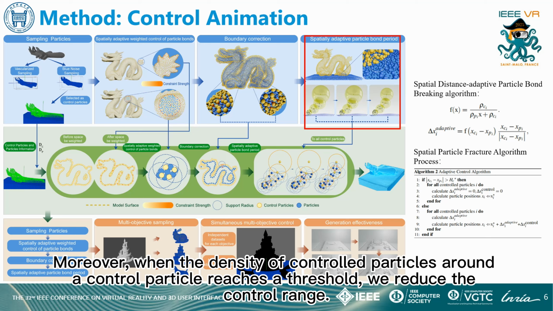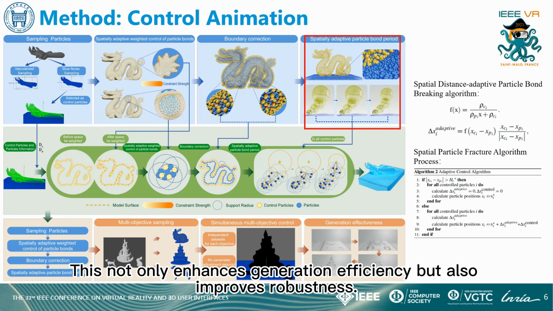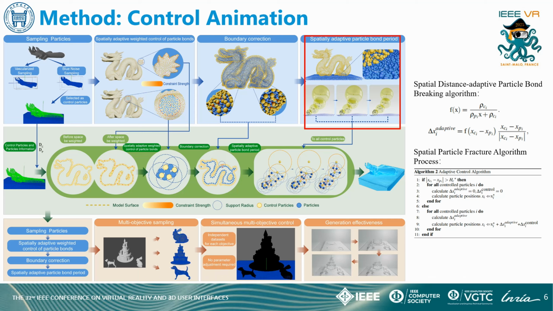Moreover, when the density of controlled particles around the control particle reaches a threshold, we reduce the control range. This approach allows for better filling of undersampled areas, and increases the stability of particles in already stable regions. This not only enhances generation efficiency but also improves robustness.